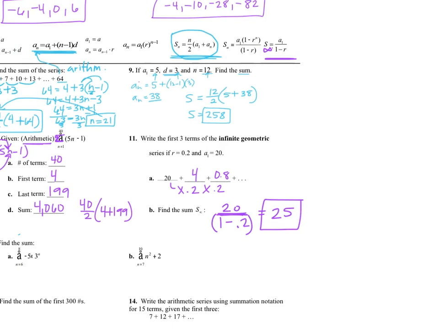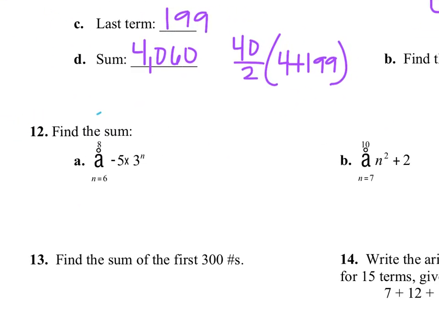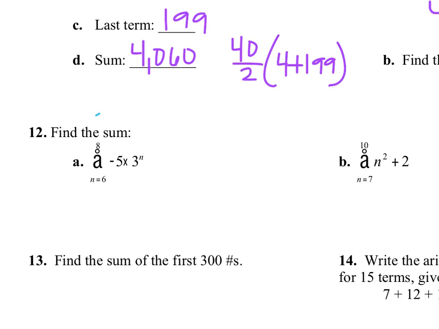Okay. Number 7. Oh, this is hideous, you guys. I'm so sorry. Let's say this is 8. This is n equals 6. And this is negative 5 times 3 to the n power for your formula there. Okay, so this one just says find the sum.